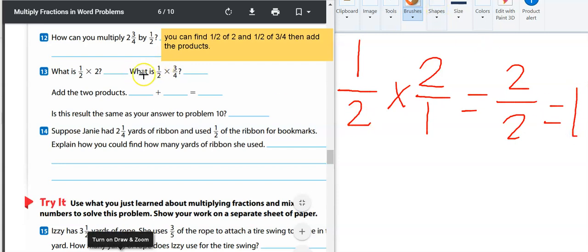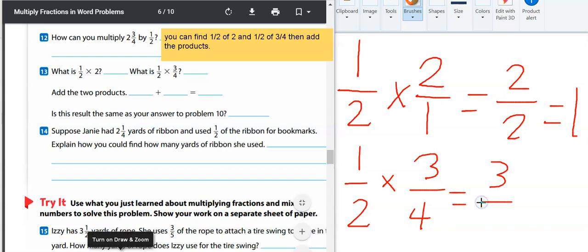Then it says, what is 1/2 times 3/4? So 1/2 times 3/4. Multiply straight across. 3 times 1 is 3. 4 times 2 is 8. So now I need to take both of my answers. 1 whole plus 3/8 is the same as 1 3/8. So let's go ahead and fill that in over here in our answer space.